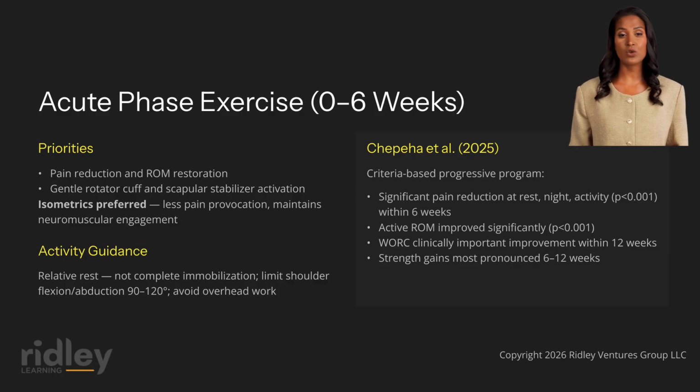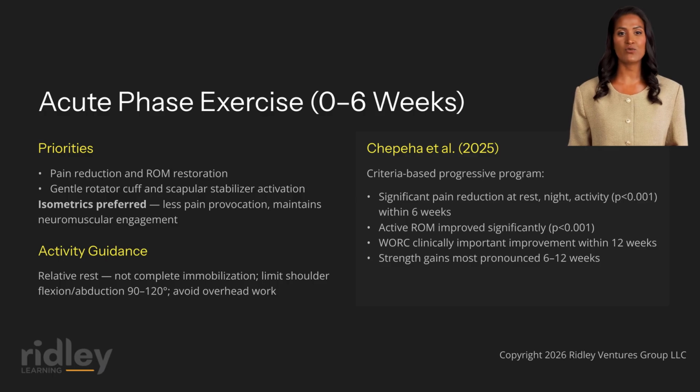A prospective cohort study by Chapeha and colleagues demonstrated that a standardized, criteria-based progressive shoulder exercise program produced significant reductions in pain at rest, at night, and with activity, reaching strong statistical significance and almost certainly reflecting true clinical effects rather than chance within 6 weeks. Active range of motion, particularly abduction and external rotation in 90 degrees of abduction, improved significantly between baseline and 6 weeks, also reaching strong statistical significance and reflecting consistent and reliable gains.